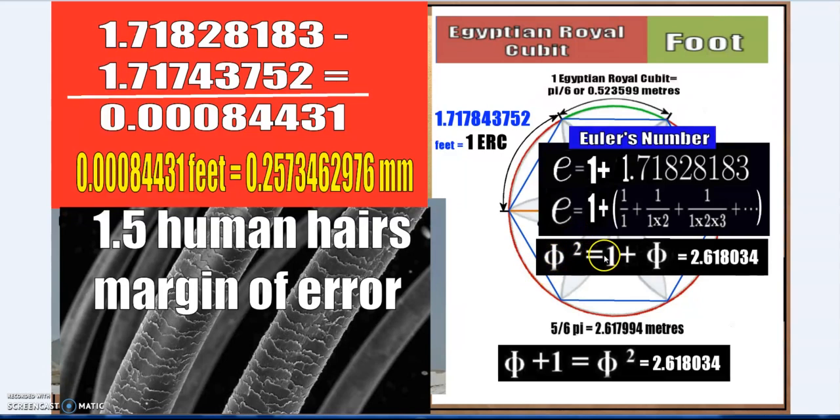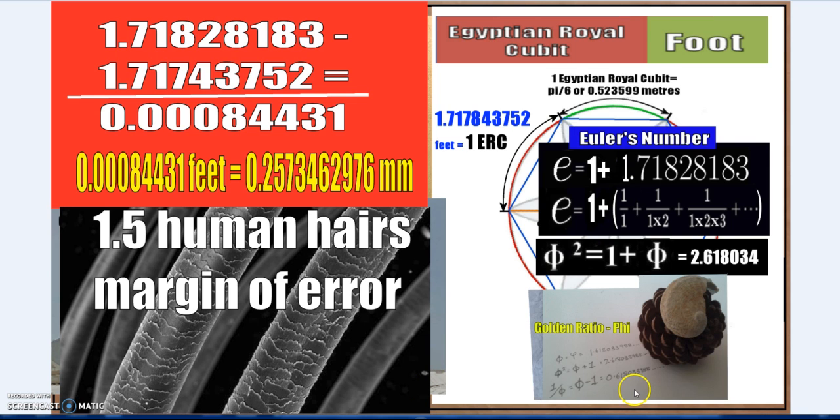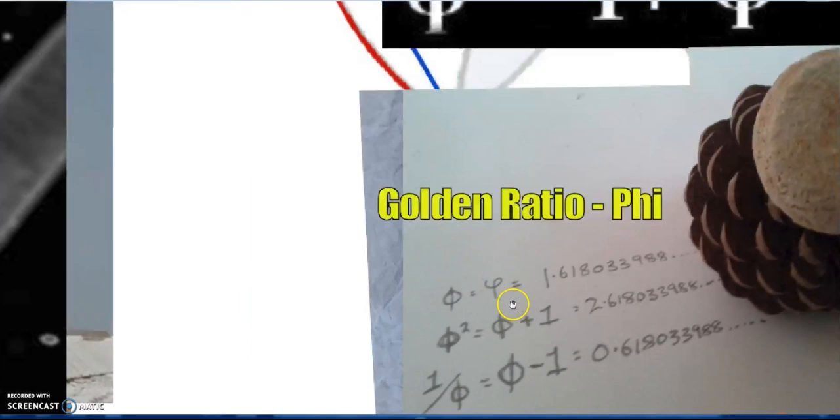Phi squared equals 1 plus phi. 1 divided by phi equals phi minus 1. This plus 1 minus 1 thing is, well, it's a beautiful little thing that's connected into so many other mathematical geometric constants. But that's an example of the golden number and how phi squared, or phi plus 1, equals 2.618, etc. 1 divided by phi equals phi minus 1.